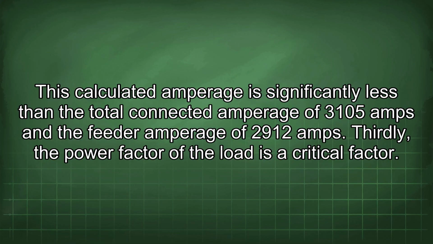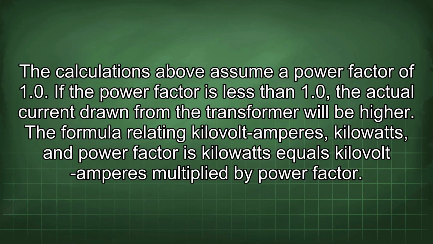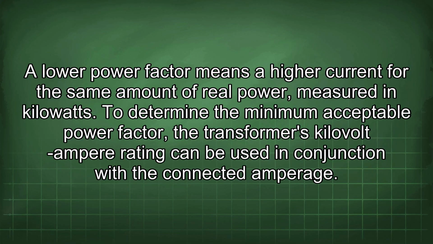This calculated amperage is significantly less than the total connected amperage of 3105 amps and the feeder amperage of 2912 amps. Thirdly, the power factor of the load is a critical factor. The calculations above assume a power factor of 1.0. If the power factor is less than 1.0, the actual current drawn from the transformer will be higher. The formula relating kilovolt-amperes, kilowatts, and power factor is kilowatts equals kilovolt-amperes multiplied by power factor. A lower power factor means a higher current for the same amount of real power, measured in kilowatts.